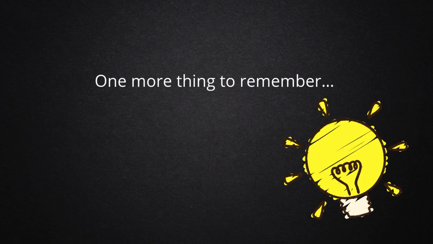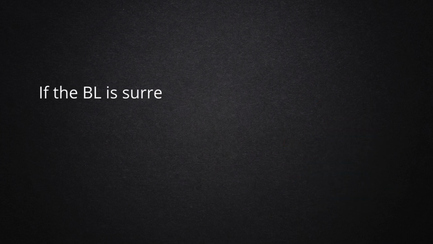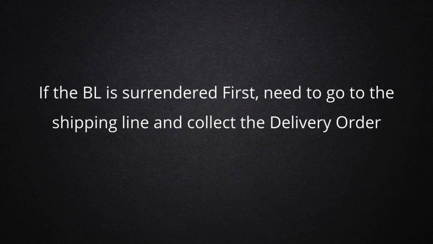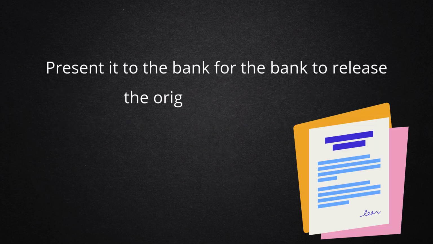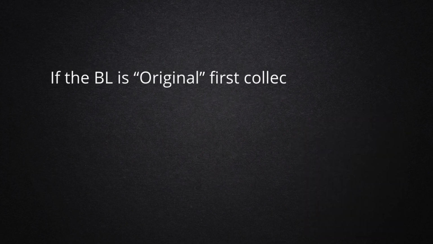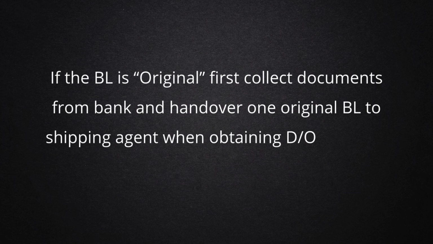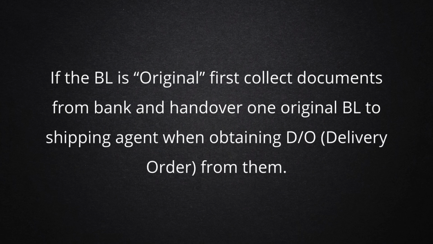One more thing to remember. If the BL is surrendered first, you need to go to the shipping line and collect the delivery order. Present it to the bank for the bank to release the original documents. If the BL is original, first collect documents from the bank and hand over one original BL to the shipping agent when obtaining the delivery order from them.